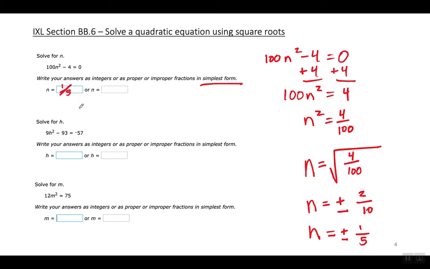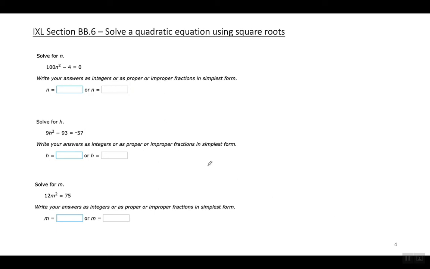And by the way, you could just write it like that on IXL, as well as negative 1 over 5. Like that. That's what I meant to write. All right. So again, it's best if you don't simplify it until the very end. It's easier that way. All right, let's look at the second example.